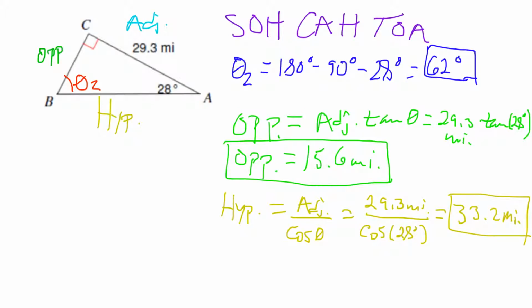Alright, and here is the work for this triangle. We've got 62 degrees for our theta 2. We've got 15.6 miles for opposite side. And we've got 33.2 miles for our hypotenuse. Did you get what I got? Hopefully you did.